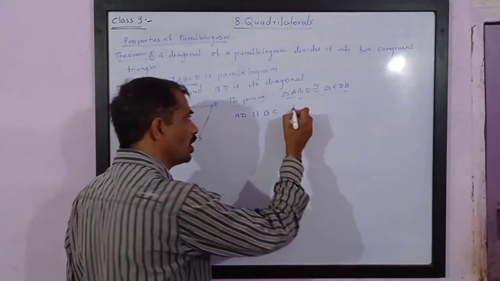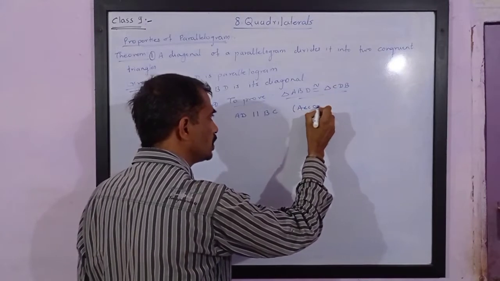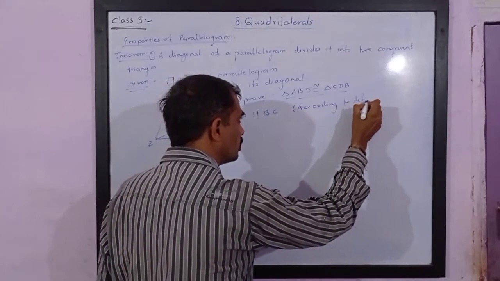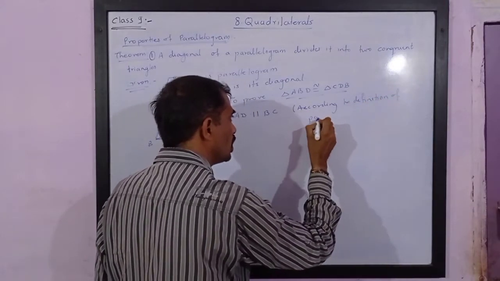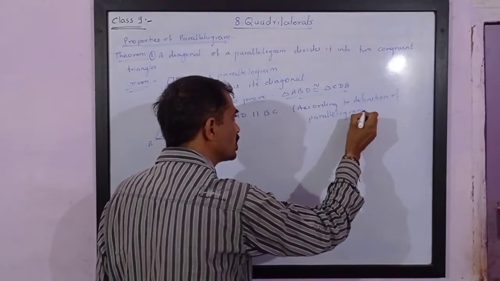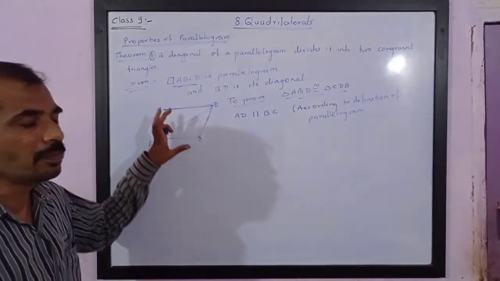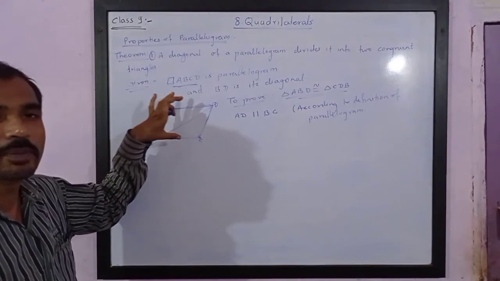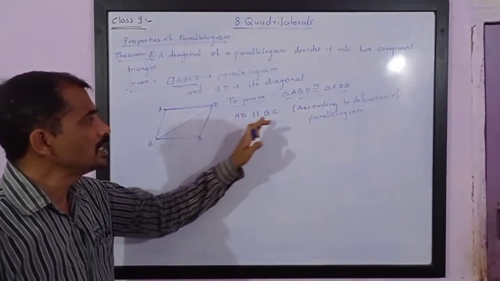So this is according to the definition of parallelogram. We know that opposite sides are parallel only. Then only it will be called a parallelogram. If opposite sides are not parallel, we cannot call it a parallelogram. If you are calling it a parallelogram, it means opposite sides must be parallel. So AD is parallel to BC.